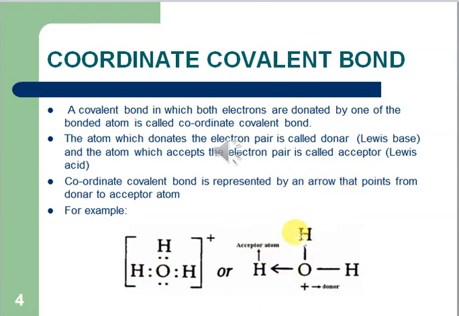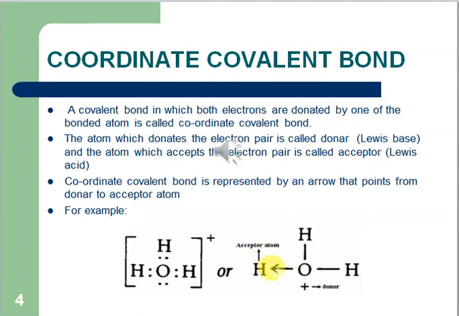So for example, say here we have a water molecule. In this water molecule, this oxygen is donating an electron pair to this hydrogen, which is actually the proton acceptor. This hydrogen is positively charged, it has no electrons. So oxygen donates its two electrons to this hydrogen. So oxygen is the electron donor, acting as a Lewis base, while this hydrogen is the electron pair acceptor, acting as a Lewis acid, and the coordinate covalent bond is represented by an arrow pointing from the donor to the acceptor.